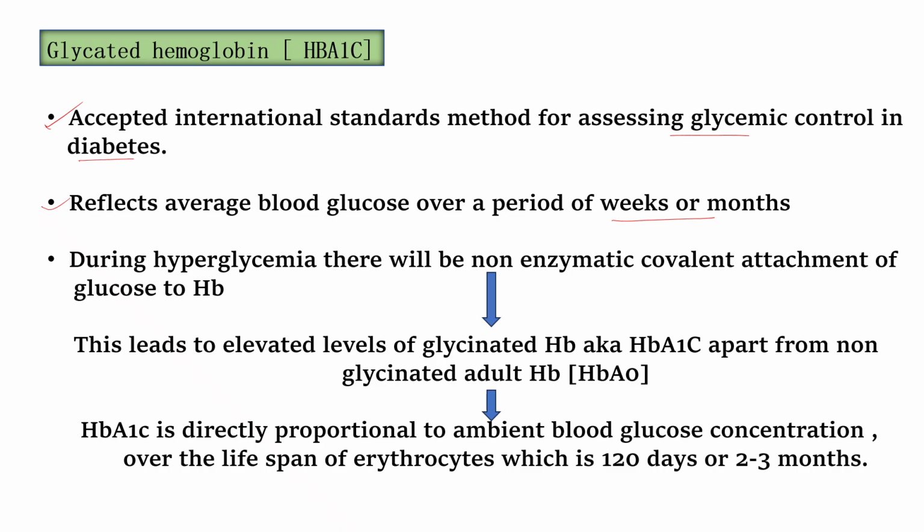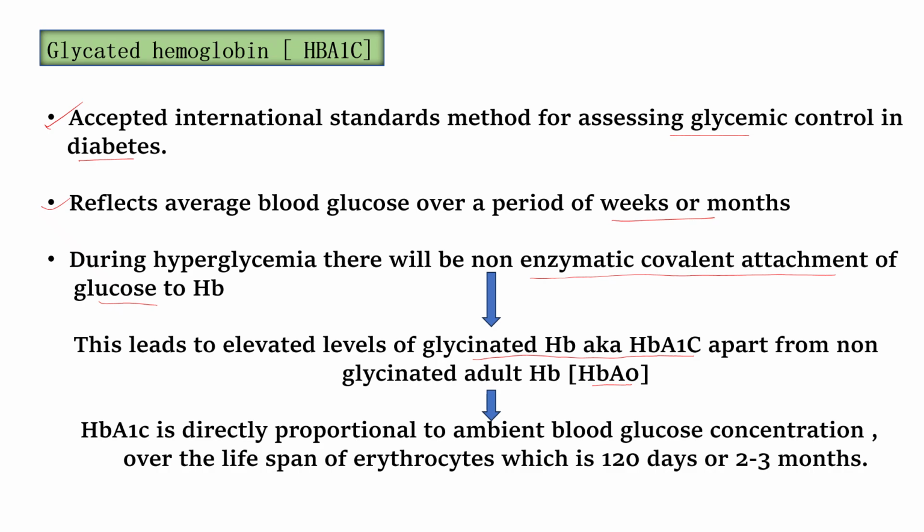So, how is HbA1c formed inside our body, or how is glycated hemoglobin formed inside our body? See, during hyperglycemia, there will be non-enzymatic covalent attachment of glucose to hemoglobin. This leads to elevated levels of glycated hemoglobin, also known as HbA1c, apart from non-glycated hemoglobin, HbA0. This is actually a small proportion of adult hemoglobin that becomes glycated hemoglobin, HbA1c.